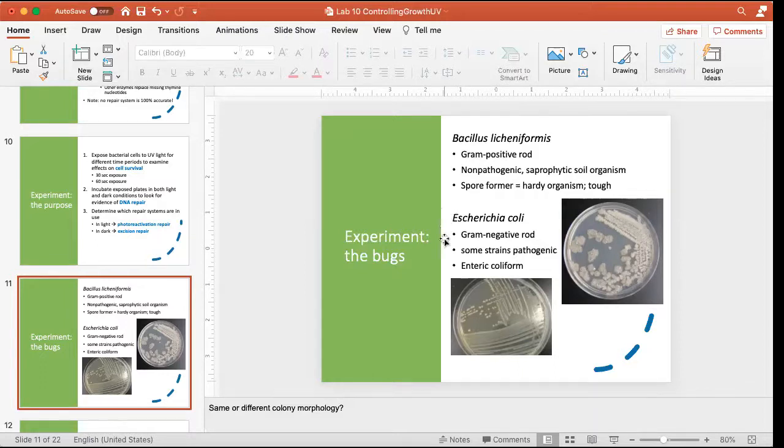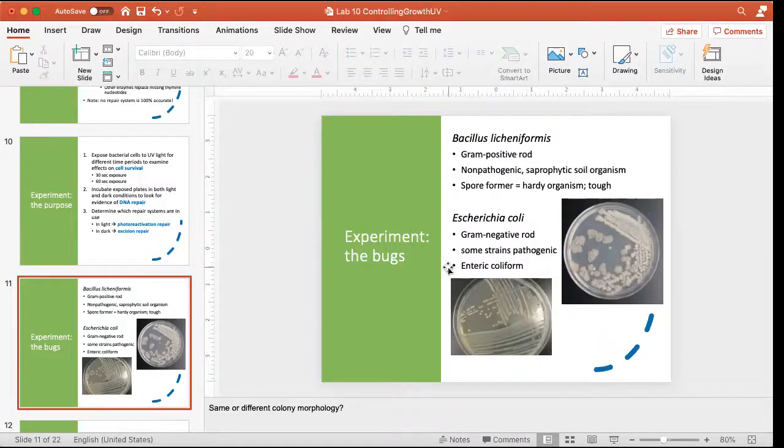E. coli is a gram-negative rod. Oh, I don't know if I mentioned that this bacillus is a gram-positive rod. E. coli is a gram-negative rod, and we know that some strains are pathogenic. Some strains are not pathogenic. We've talked about how E. coli lives inside of the human intestine, for example. It's an important part of our microbiome. But there are some strains that are pathogenic. And E. coli is what we call an enteric coliform.